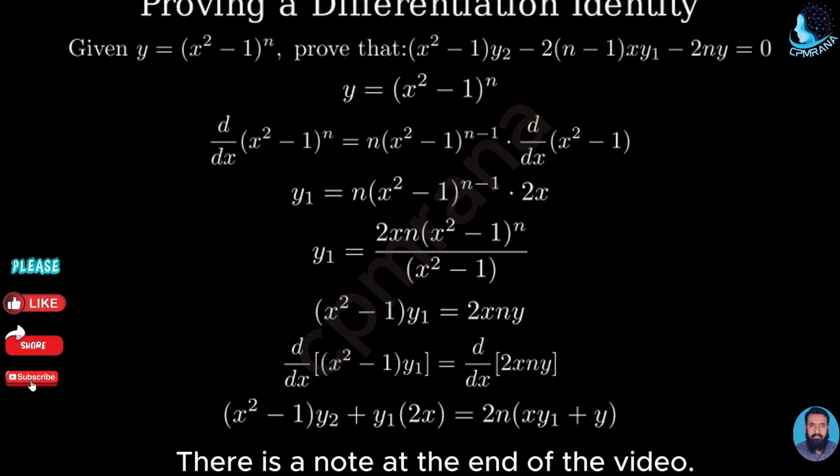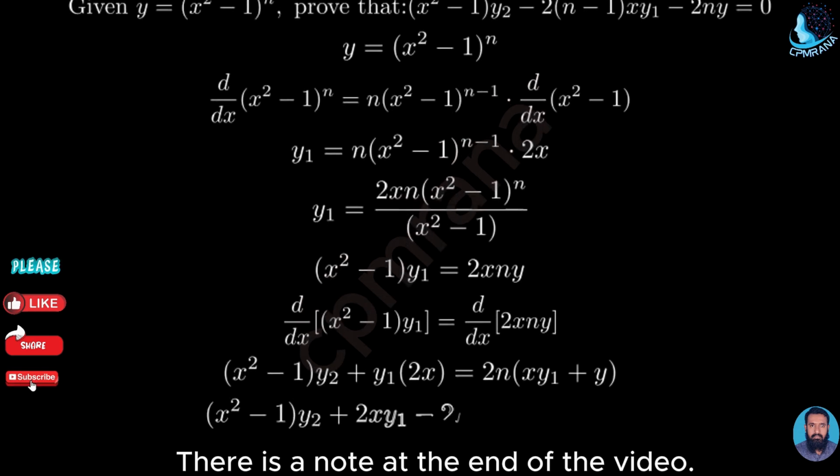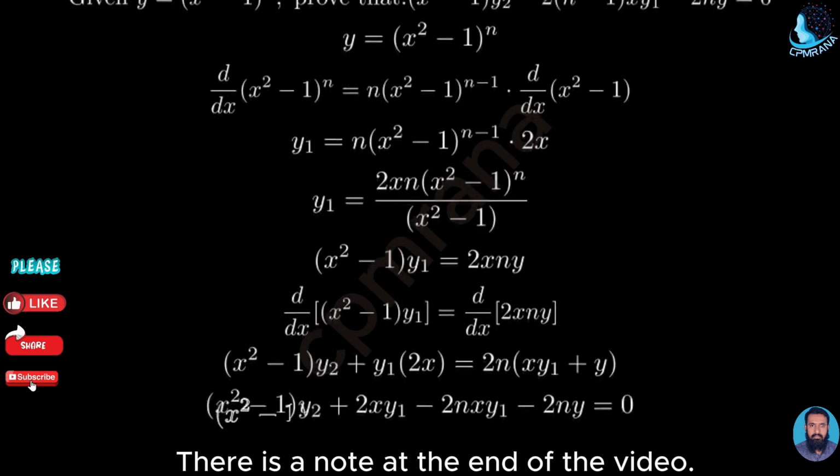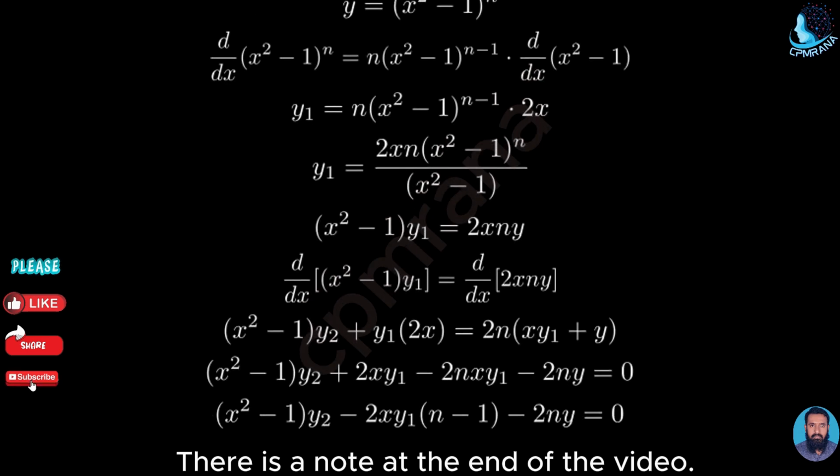Let's rearrange this equation. Moving all terms to the left side, we get (x squared minus 1) times y sub 2 plus 2x y sub 1 minus 2nx y sub 1 minus 2ny equals 0. Now we can factor out common terms. The terms with y sub 1 can be combined, giving us (x squared minus 1) times y sub 2 minus 2x y sub 1 times (n minus 1) minus 2ny equals 0.